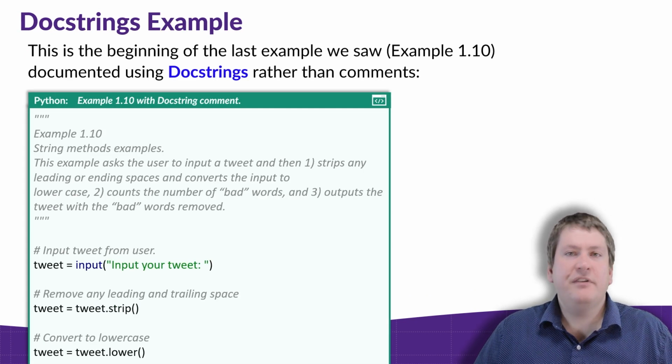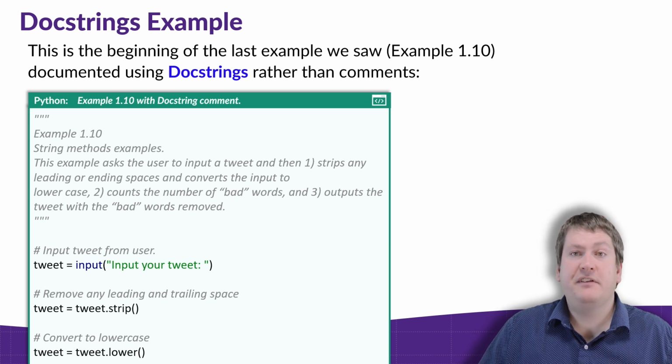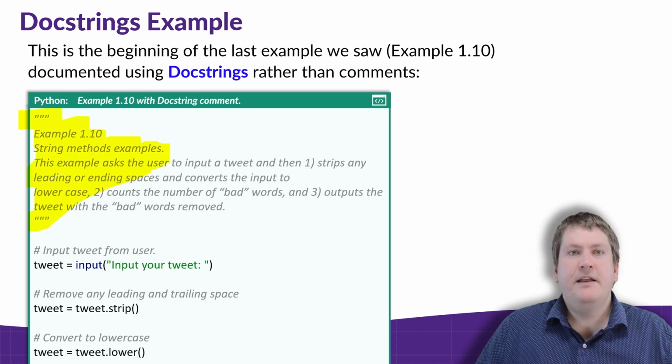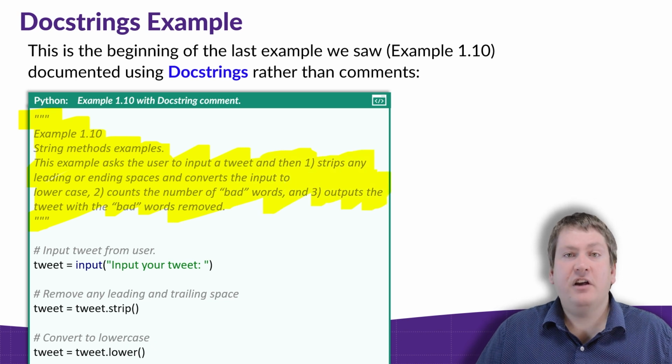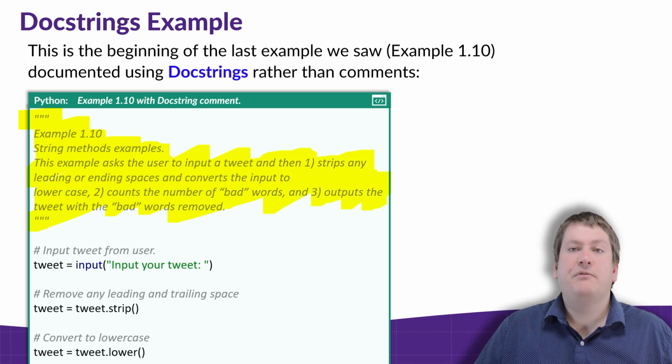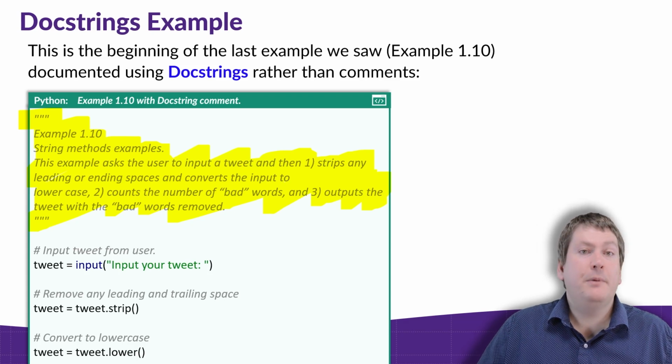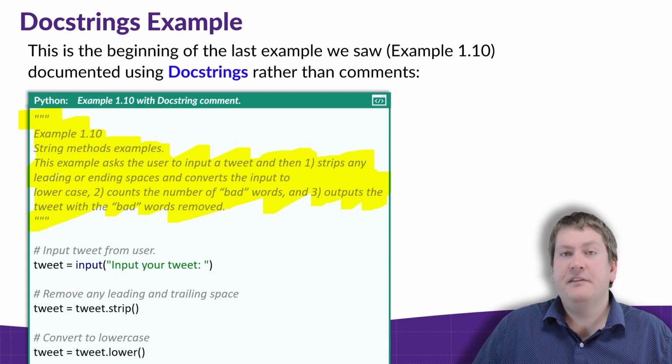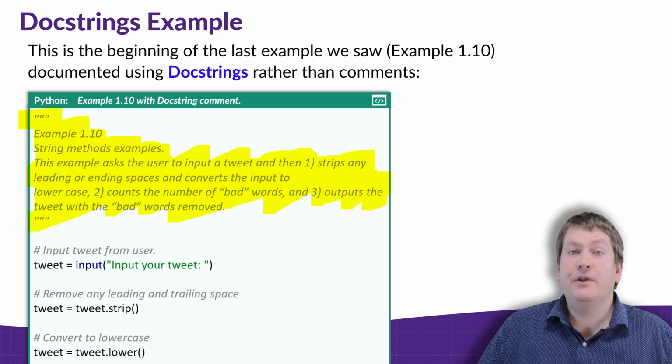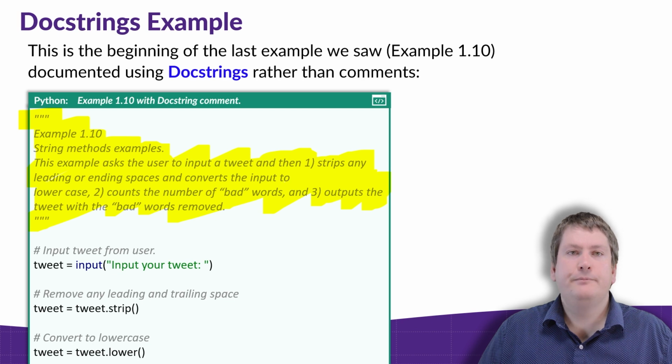So let's take a look at a quick example. In this example, we're simply adding a docstring comment to the last string example we saw, which is example 1.10. In this case, we can see a docstring is being provided to provide a very long, detailed comment about what this program does. And this comment is ignored by Python. This is a great way to document your programs, and for each assignment, you should include a docstring at the top of the file detailing what the program does and who wrote it.